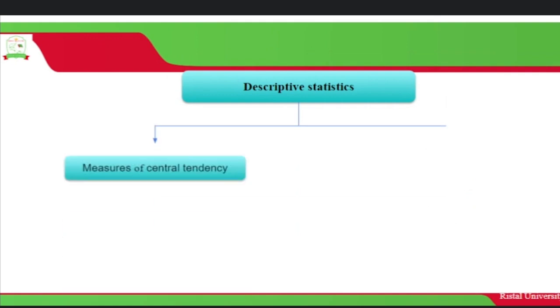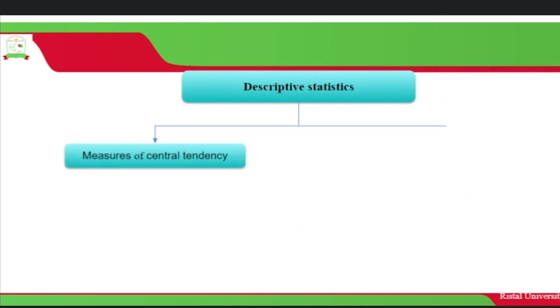So descriptive statistics are divided into two portions. We have the measures of central tendency, and we also have the measures of dispersion. Measures of central tendency are those values that represent a central point or value in a data set, or a specific variable in the data set that you have.